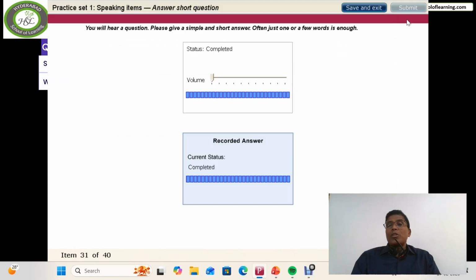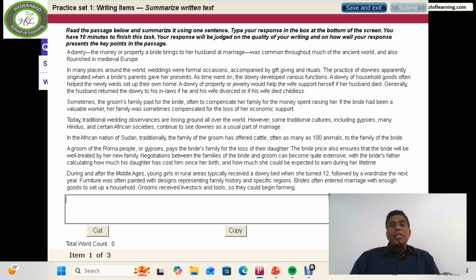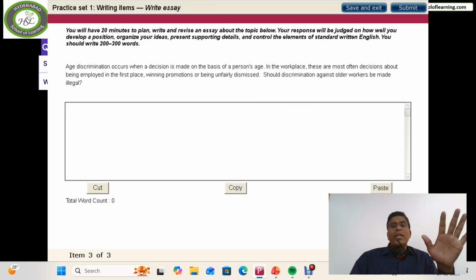how the writing module looks on the screen on the day of the exam. In the summarize written text question, you may get one passage like this, and this one is timed for 10 minutes. Usually we get one or maximum two, whereas in the essay we will get two questions or only one question, and that is timed for 20 minutes, not more than that. Only one question comes in the exam.